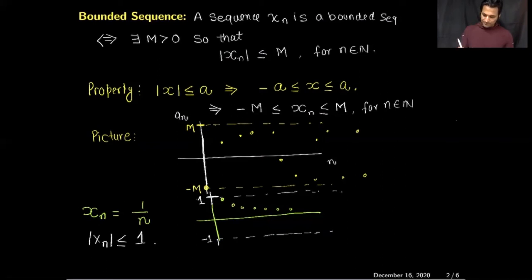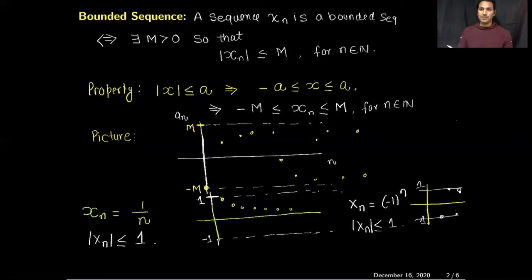One more example. This time I'm going to take my sequence xn as minus 1 to the power n. If I draw the picture of the terms of the sequence, if I plug in 1, I will get negative 1, and then positive 1, then negative 1, positive 1. So the terms of the sequence are oscillating between 1 and negative 1. All the terms of the sequence are within these limits, or in other words, the absolute value of each term of the sequence is less than or equal to 1. So this is a bounded sequence.